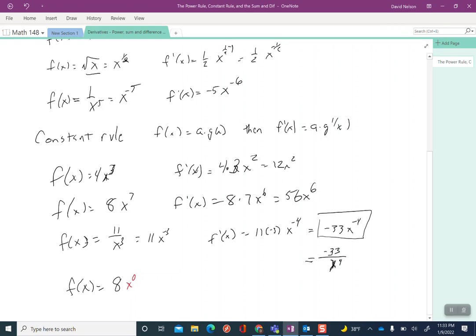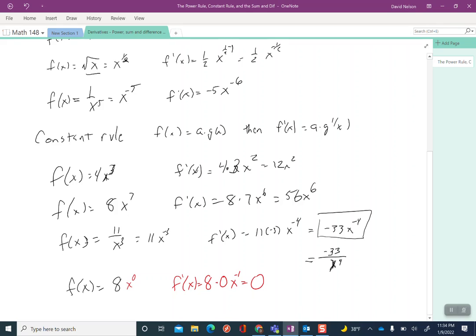When you've got that constant term, there's no x involved. You can think of that as being multiplied by x to the 0. X to the 0 is 1. And so when you take the derivative, you'll have 8 times 0 times x to the negative 1 power. But anything times 0 is still 0, so this is just going to give you 0. So if you've got a constant being multiplied by x, that carries along. But if you've got just a constant, if it's just a number, if there's no x involved, then its derivative is 0 as well.